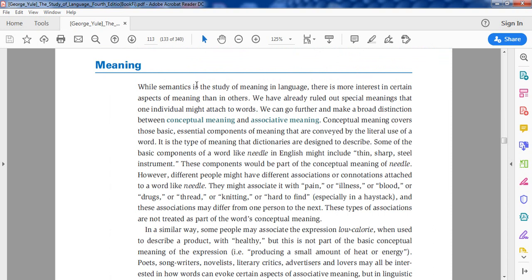Okay, so now we'll go on to discuss meaning. As we have said, it's very difficult or sometimes impossible to define meaning. We have to understand more what is meant by meaning. We have to differentiate between two types of meaning: conceptual meaning and associative meaning. In the study of semantics, we are concerned with the conceptual meaning.